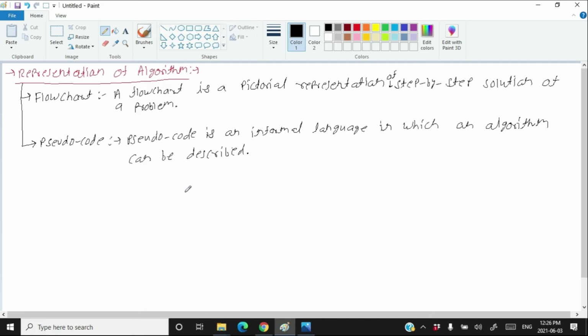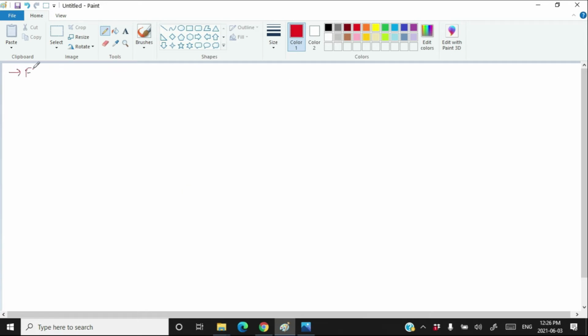Let's start with flowchart. Before we learn formally about flowchart, let's use a flowchart to solve a problem. Then we will use that example to learn about the flowchart more formally. So we are going to solve a question here. The question is, draw a flowchart to print even numbers from 2 to 50.